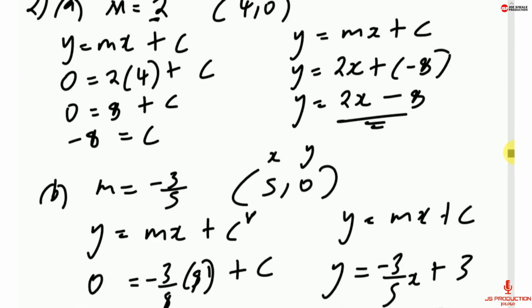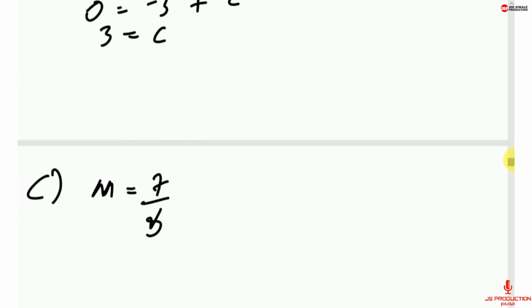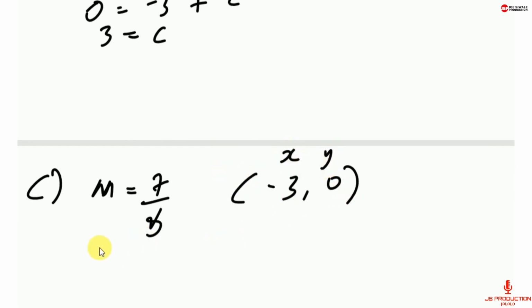So that's our C. The gradient we have been given is 7 over 8, and we have been told that our x-intercept is negative 3. Let me just check that. Yeah, negative 3 there. So that means that's going to be negative 3 comma 0. So we know that's our x and that's our y.